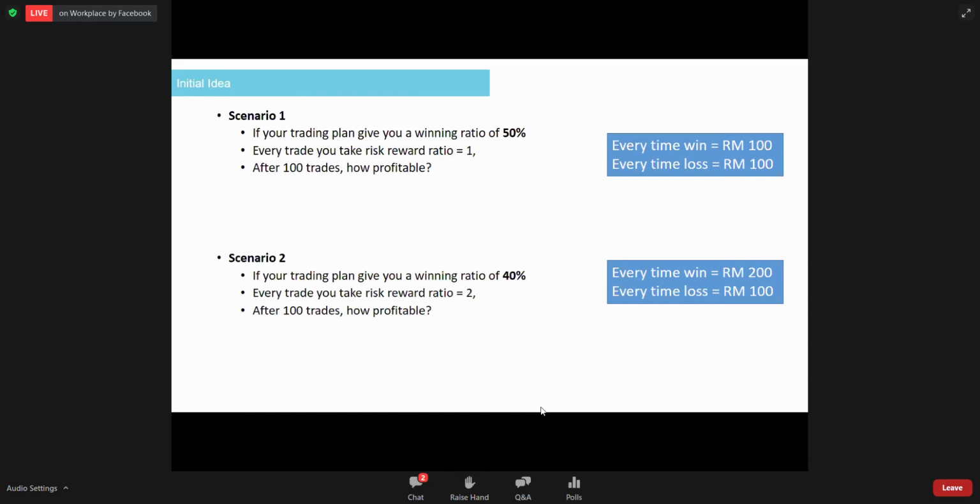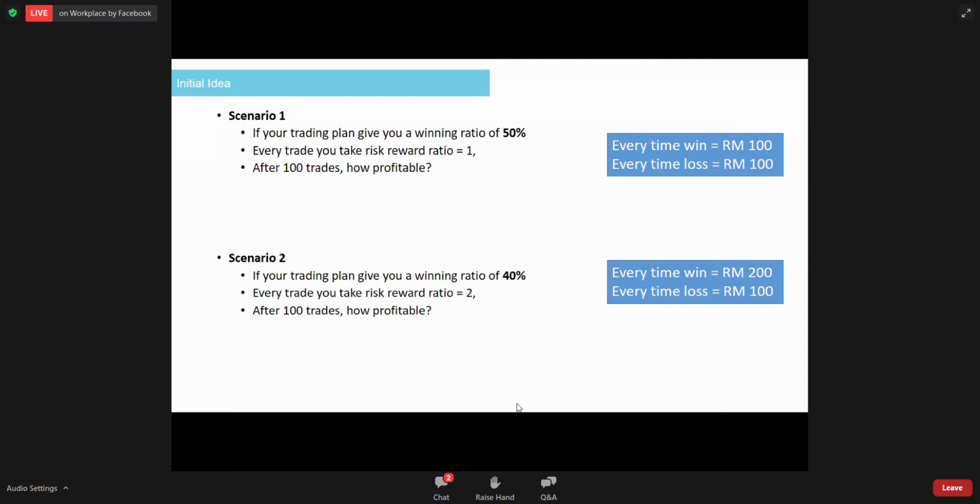Let me show you the result now. Hopefully you can see from the screen. 81% of today's attendees picked scenario 2, and maybe 20% of them picked scenario 1. So definitely you did a calculation. If you didn't do a simulation on these 100 trades for scenario 1 and scenario 2, you would definitely pick scenario 1 just by looking at the winning ratio. But if you do a simulation, everyone will have the same result.